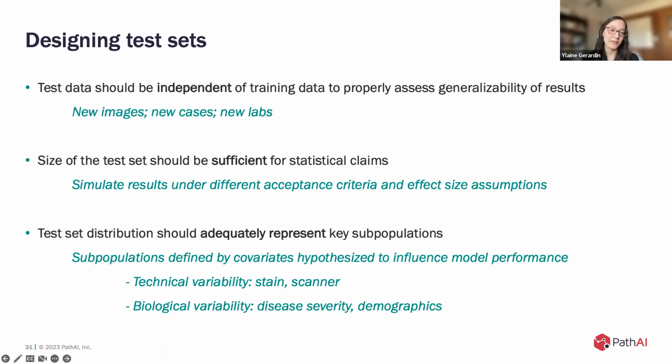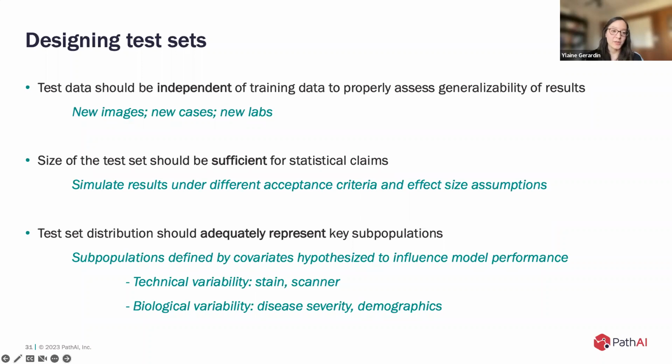The second is that the size of the test set should be sufficient for the statistical claims that are being made. And this is similar to an idea of powering your clinical trial. You want to make sure that if you're going to feel really comfortable saying that the model has 95% precision or 90% recall, that those confidence intervals aren't too large and that you feel comfortable making that claim. My main suggestion here would be to simulate results under different kinds of acceptance criteria and assumptions of effect sizes, and to look at past data sets that were similar and see if you feel comfortable with those confidence bands.